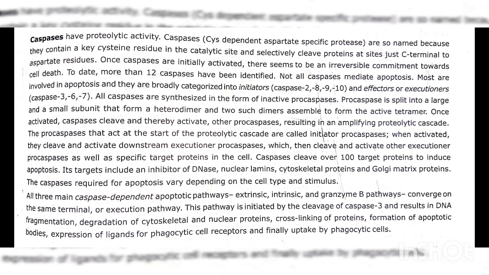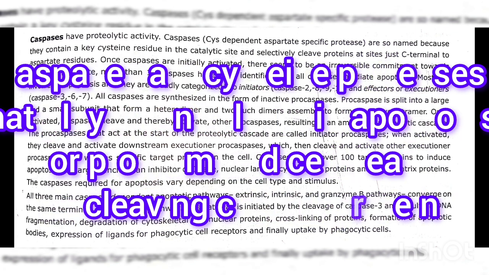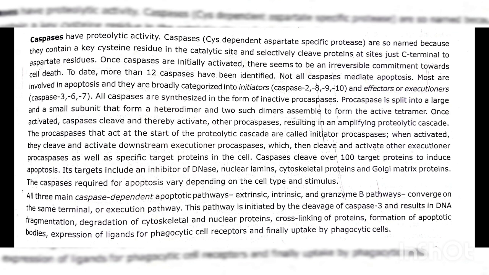One of the most important enzymes which helps in the process of apoptosis is caspase, which has proteolytic activity. Caspase is otherwise known as cysteine dependent aspartate specific protease because it contains a key cysteine residue in the catalytic site, and it selectively cleaves proteins at sites just C terminal or carboxyl terminal to aspartate residues. So caspase is the main enzyme that helps in apoptosis, in the extrinsic pathway, intrinsic pathway, and perforin or granzyme pathway. Here caspase generally plays an important role.